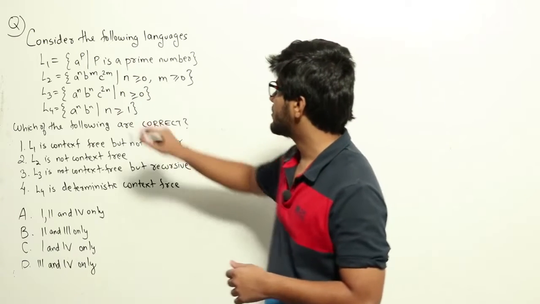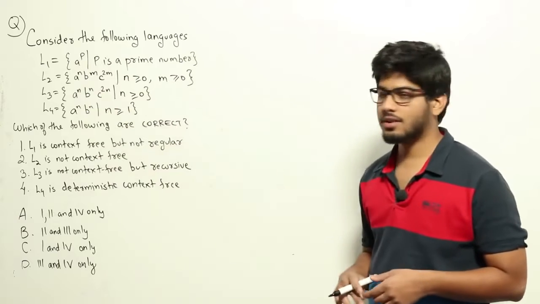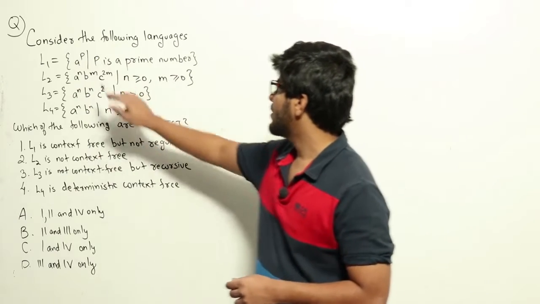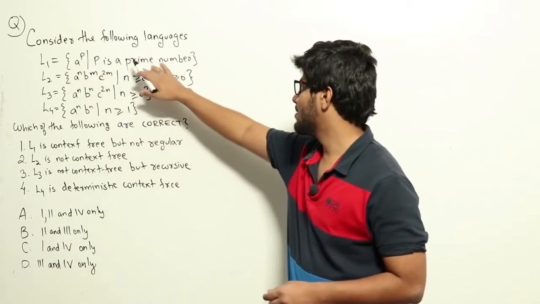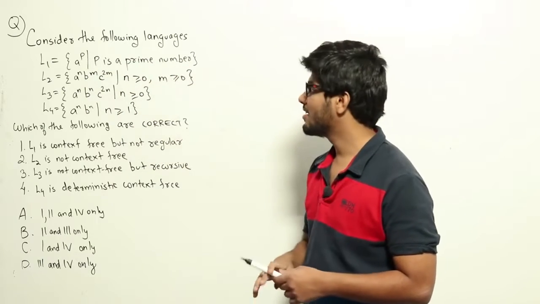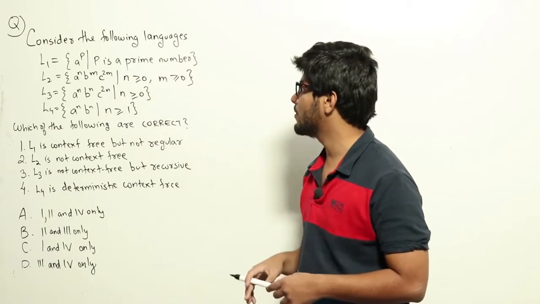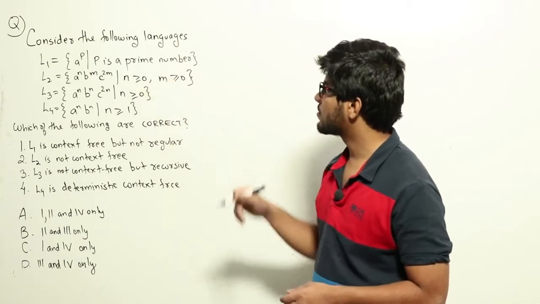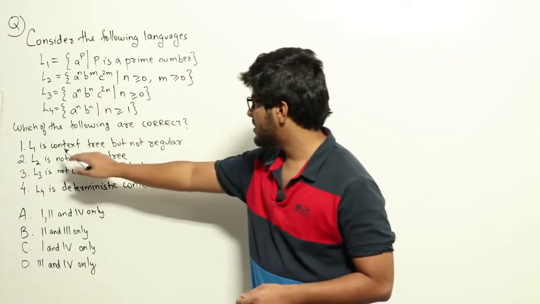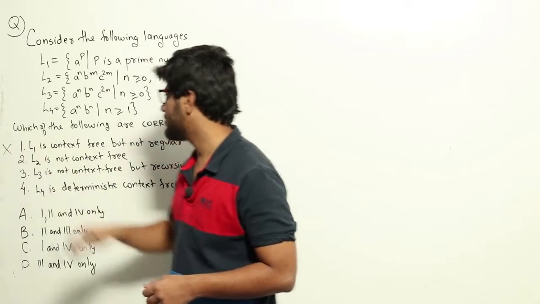The first language is a power p such that p is a prime number. Now this is not a context free language. Here we need to check that p is a prime number. That means we need to calculate for all the prime numbers and then compare with that. All this we can't do with a push down automata. We need a Turing machine for doing calculations such as checking that p is a prime number. So this is not a context free language. Now statement 1 says L1 is context free but not regular. So this statement is false.